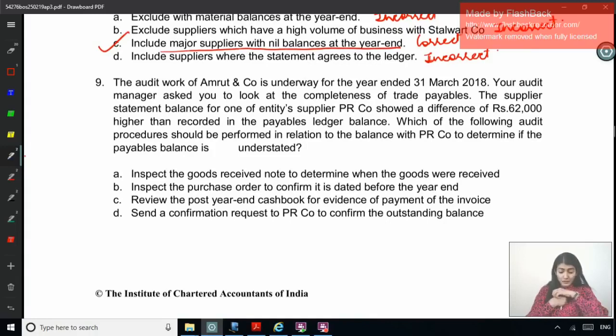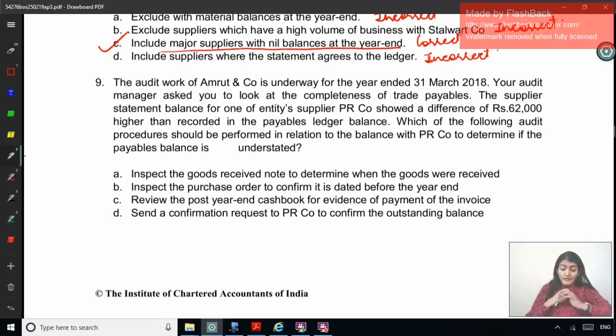Inspect the purchase order to confirm it is dated before the year end. See, purchase order doesn't matter, the purchase invoice matters to us. Review the post year end cash book for evidence of payment of the invoice. So evidence of payment of the invoice post the year end, no. Send a confirmation request to PR company to confirm the outstanding balance.